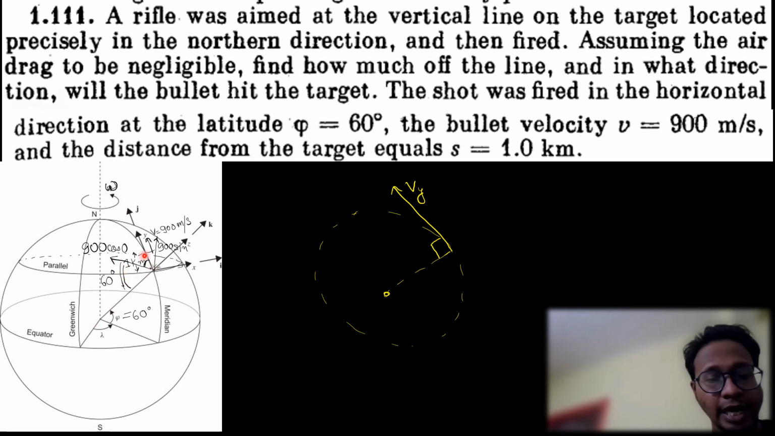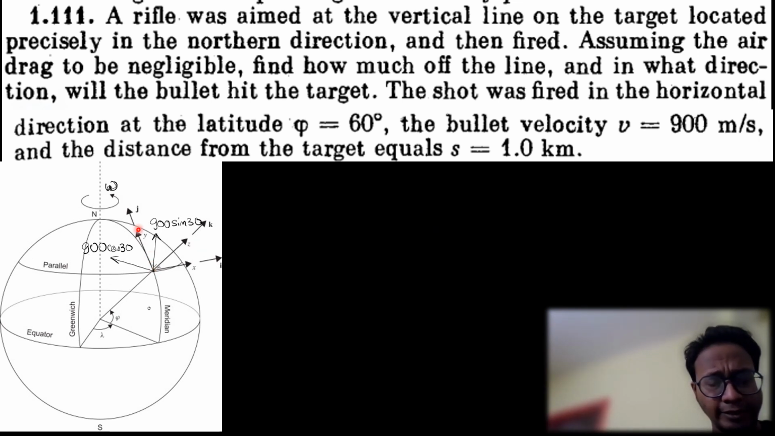This is 60°. How much is this angle? 30°. So obviously 30. So out here it is 900 cos 30 and 900 sin 30. This much is understood. Now let's make our diagram a little bit clutter free. I'll be erasing the unnecessary information. So now what is happening? A horizontal velocity of 900 meter per second was resolved into two components, 900 cos 30 and 900 sin 30.